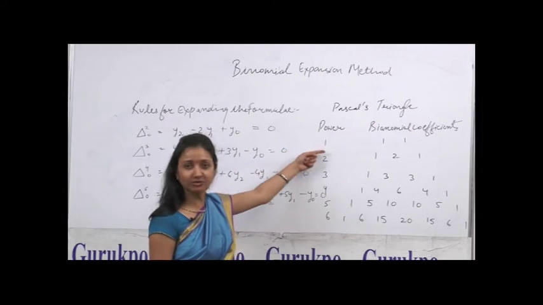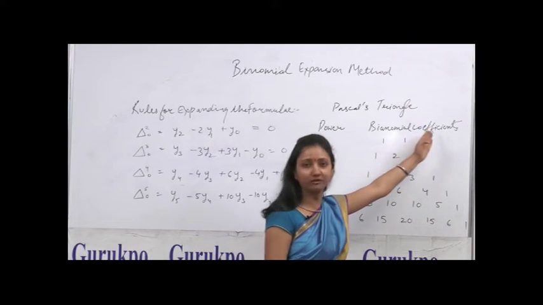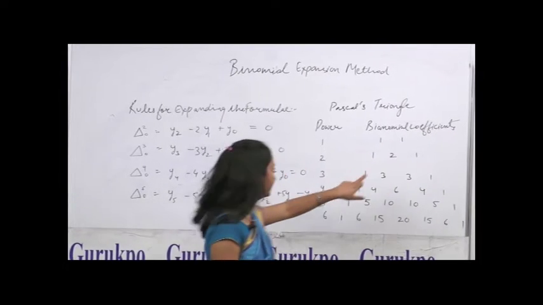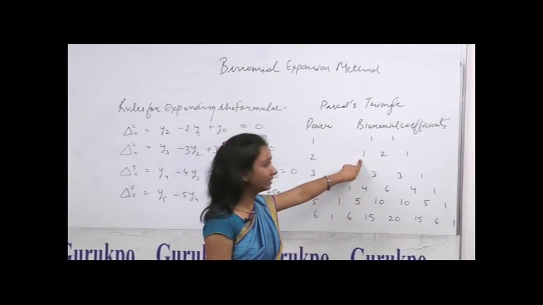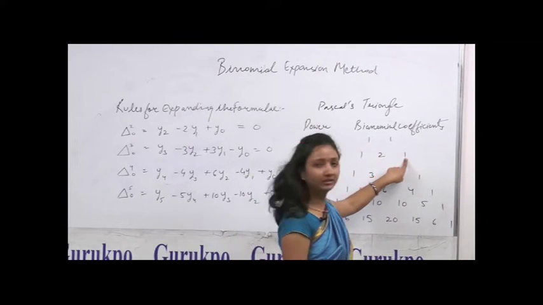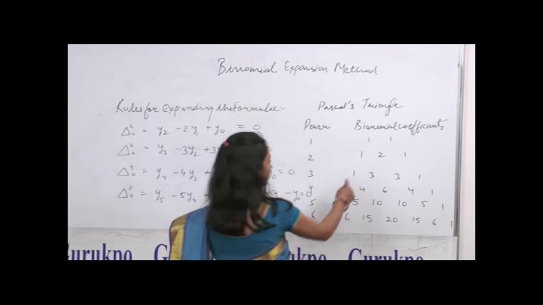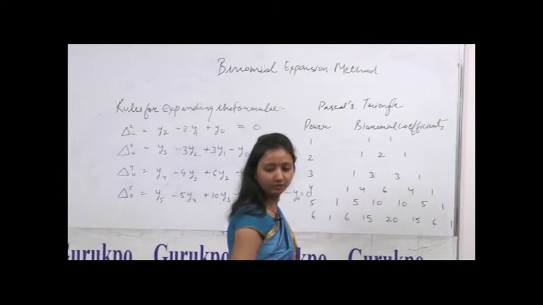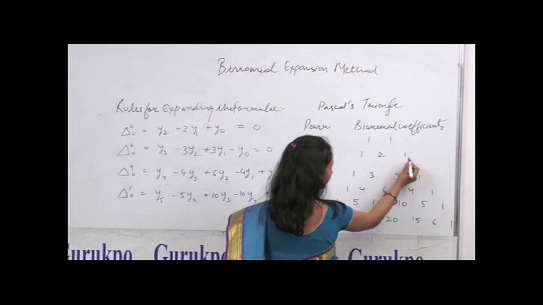First, if the power is 1, 2, 3, 4, 5, and 6, then the binomial coefficients will be as follows. At the power of 1, there would be 1 and 1. Then at the power of 2, it would be 1 first, then the total of 1 and 1 is 2, then next, this will be 1. And next, when the power is 3, it will be 1 from this 1, and 1 plus 2 is 3, and 2 plus 1 is also 3, and 1 is again 1.